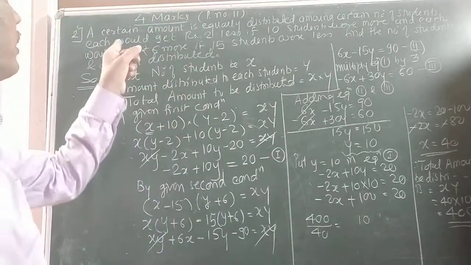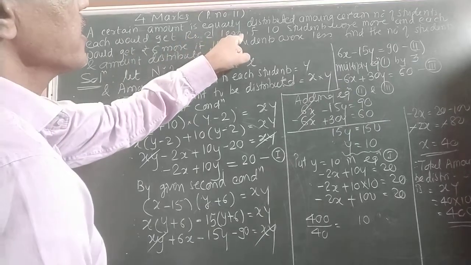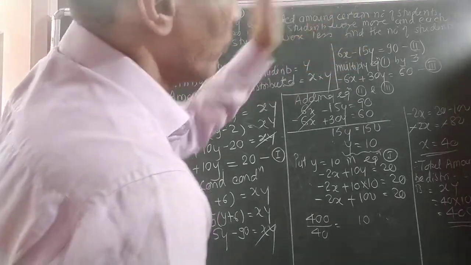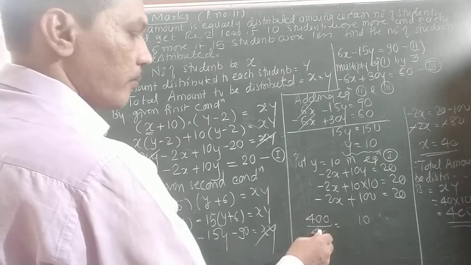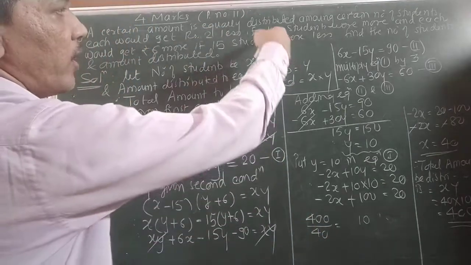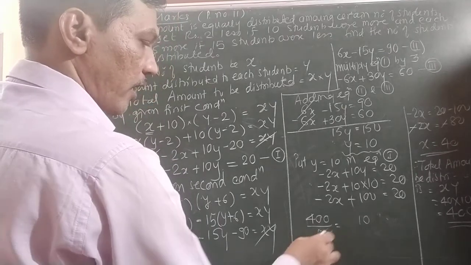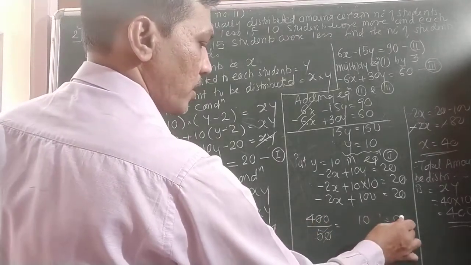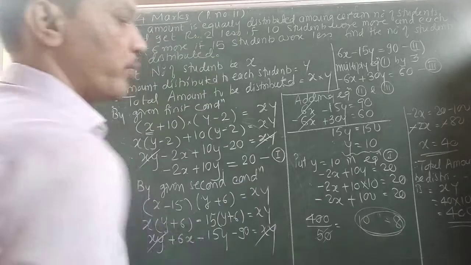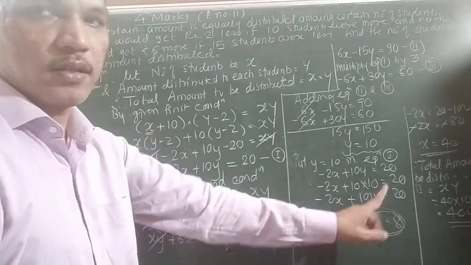But what they say is, each will get 2 rupees less if 10 students were more. If the students become 50, 40 will become 50 now, because 10 students are more. So if 50, then each will get 8 rupees. Yes, this amount is 2 rupees less. Right?